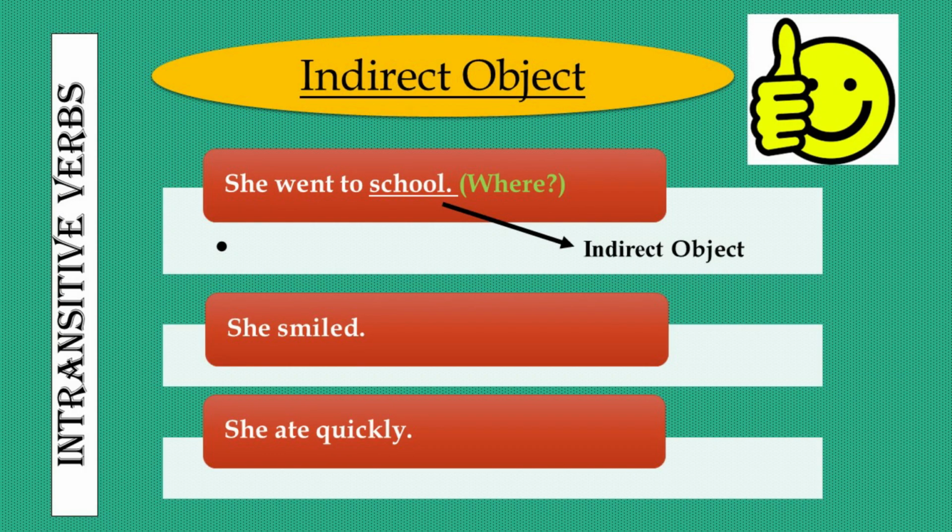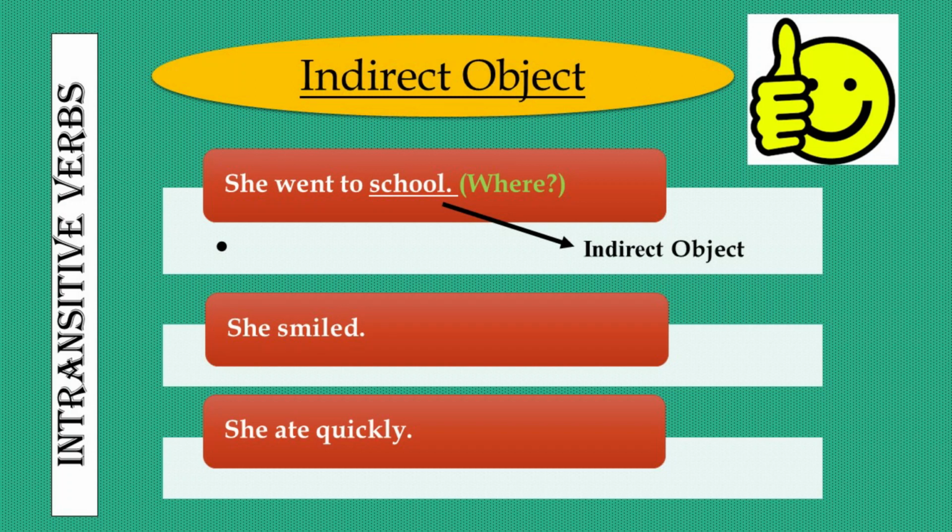Intransitive verb, as the name indicates, has the prefix in with transitive. It always has an indirect object in a sentence. Now what is an indirect object? An indirect object is always attached to the verb through a preposition. For example, she went to school. So here school will be an indirect object because it is connected with the verb through the preposition to. So it is an indirect object, and the verb went will be an intransitive verb here.